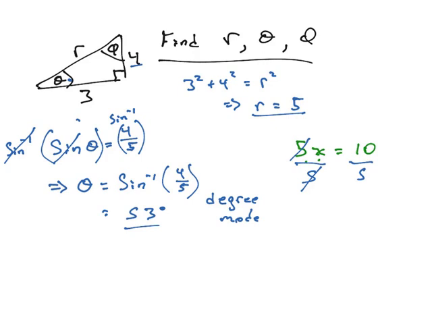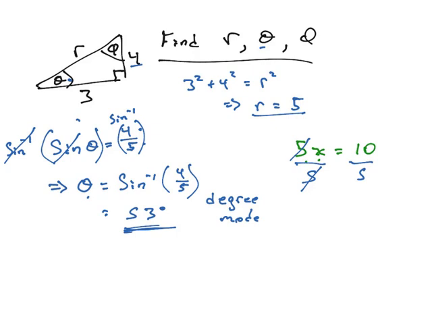We started with sine of theta is opposite over hypotenuse. But then we didn't want sine of theta, so we had to do the inverse sine of both sides. That left us with theta equals the inverse sine of 4 over 5. You plug that into your calculator. That gives you 53. Theta is 53 degrees. I now have my theta.